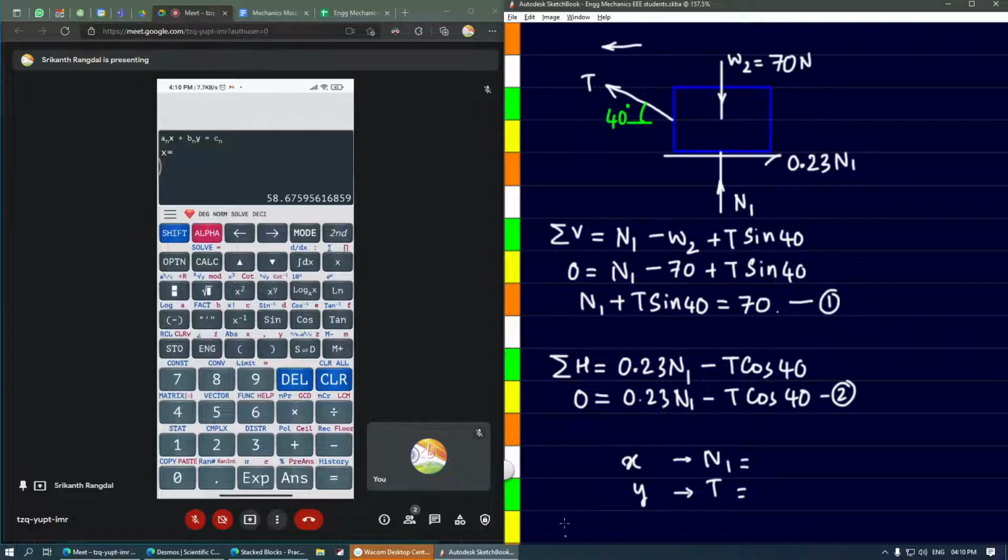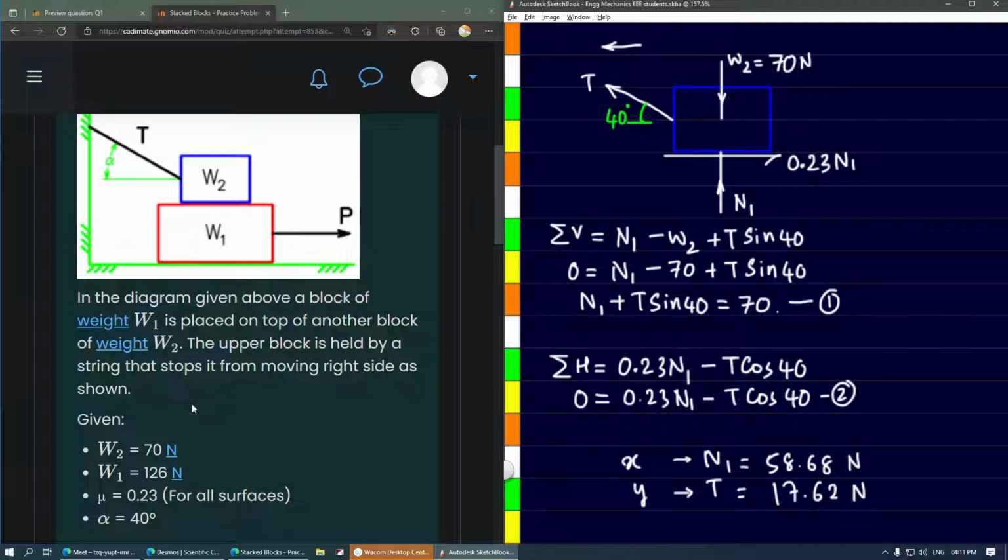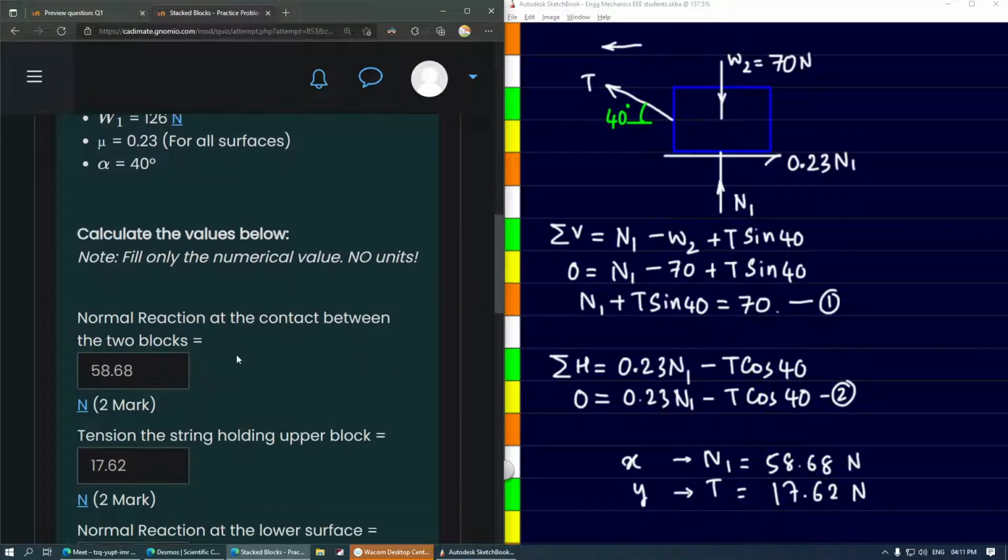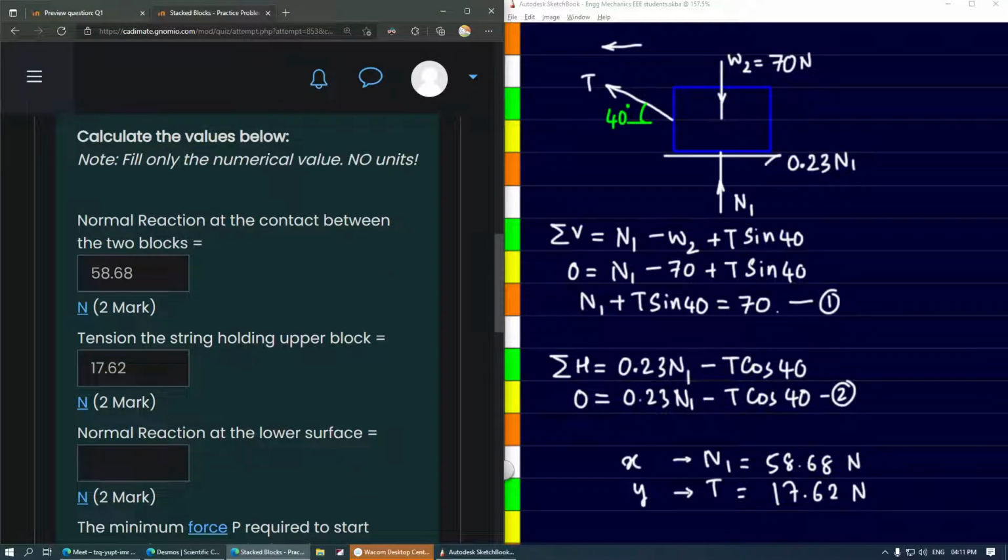So now we are getting x value as 58.668. So this is the normal reaction in newtons. And then once you press equal to again, we will get the value of y, that is 17.62 newtons. So these are the values of N1 and T. So let us put in these values. As you can see, I have already done that.